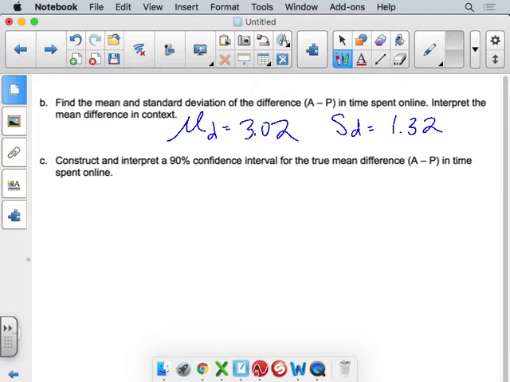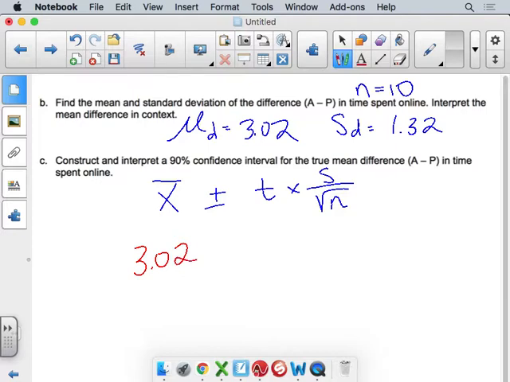So for matched pairs, I'm just gonna do it for a 1 sample. So just a 1 sample for the difference. I'm not actually gonna do the 2 between them. And remember, we had a sample size of 10 kids there. So for a 1 sample, it looks like this. Those are my formulas for a 1 sample. So then I'm just gonna plug in: the mean difference was 3.02 plus and minus 1.32 over the square root of 10.